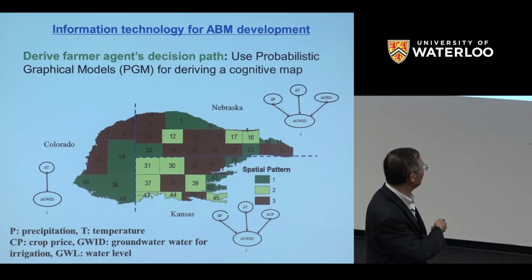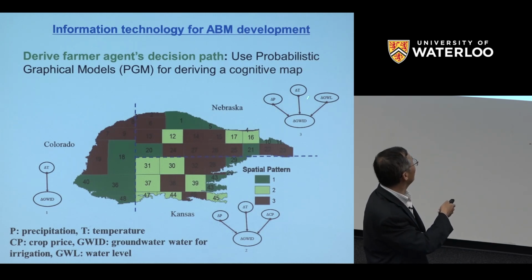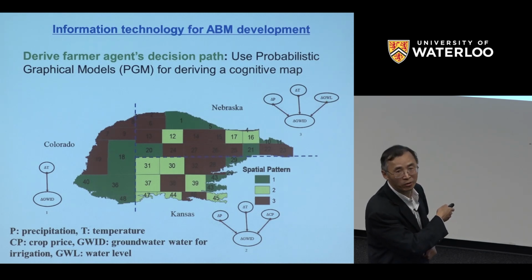Those three factors jointly affect the groundwater pumping. And in some other places, we found that the crop price may not be a major factor, but the change of the water table on April 1st will affect the decisions.